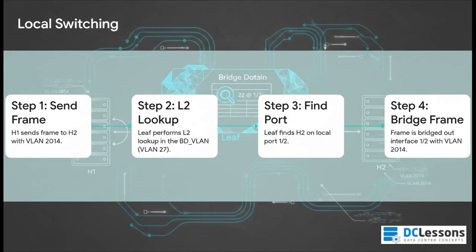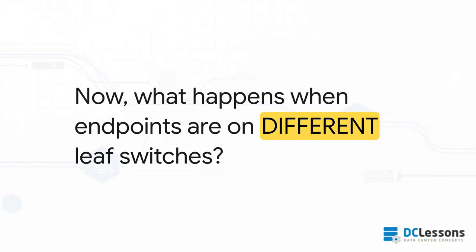So, to sum it up, H1 sends the frame. The leaf does a quick Layer 2 lookup. It finds H2 on another local port, and it forwards the frame. That's it. All done right there on the one switch. Okay, piece of cake, right?